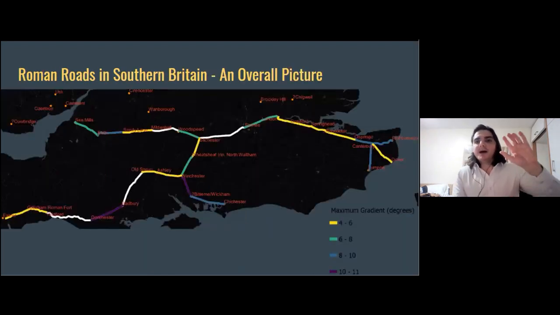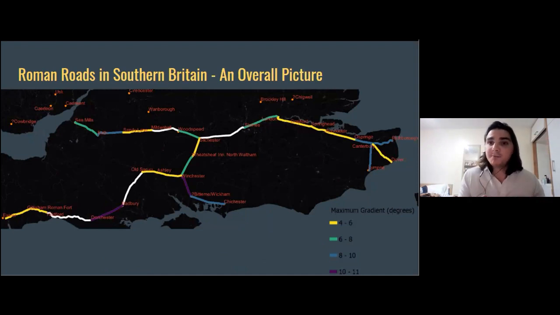So moving from a specific example to the overall picture, we can see there's quite a bit of variability in the maximum gradient across Roman roads in southern Britain, with yellow being lower gradients and purple being higher gradients. Although these results are tentative, it does suggest, for example, that the Roman roads from Dover towards London, which is part of Watling Street, were constructed to have a gradient that was more amenable to wheeled vehicles.